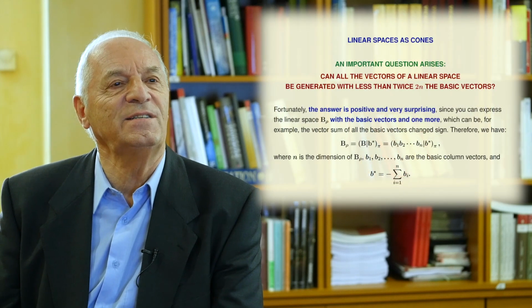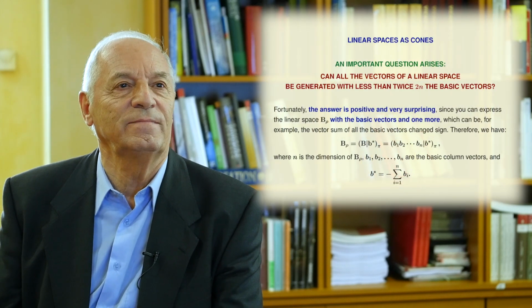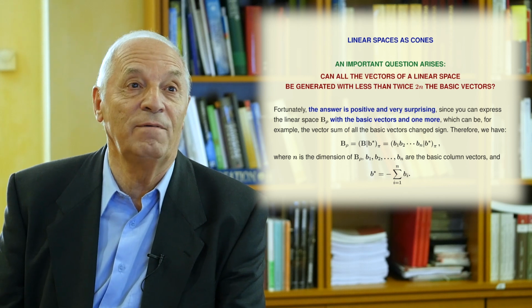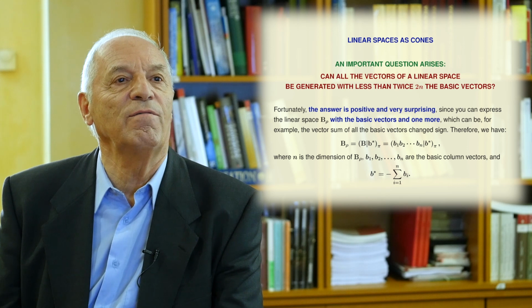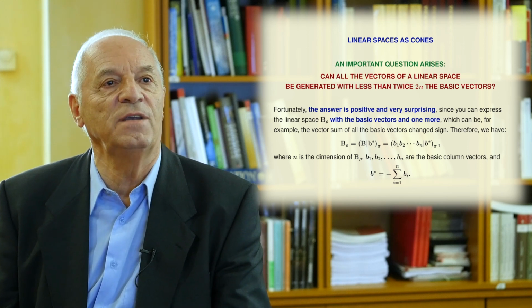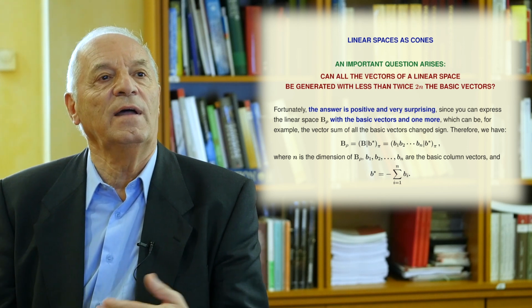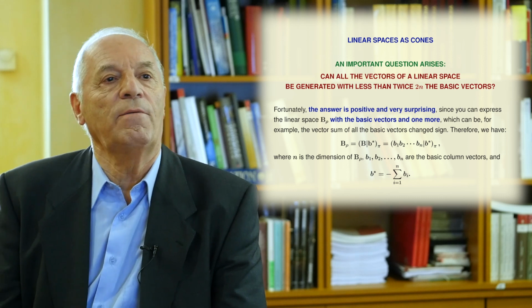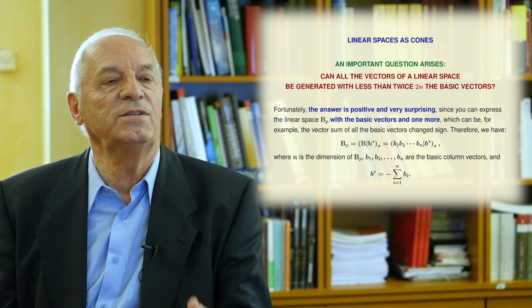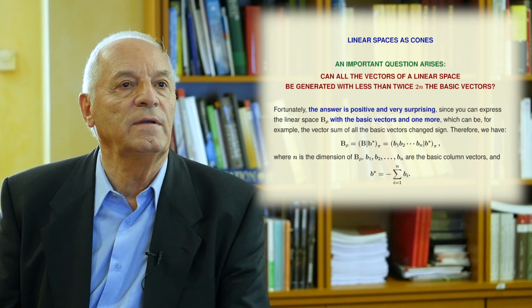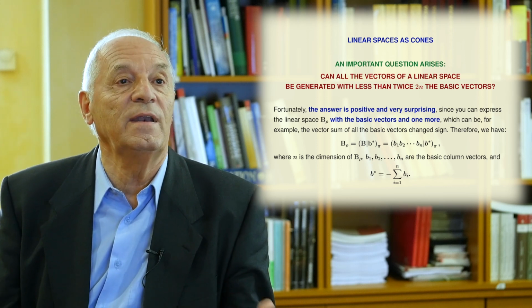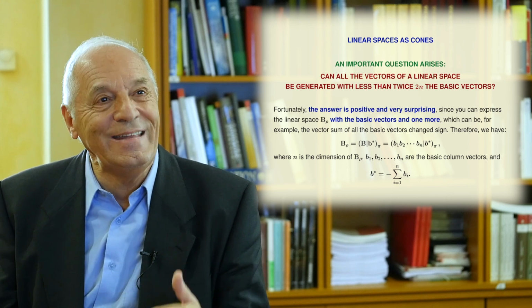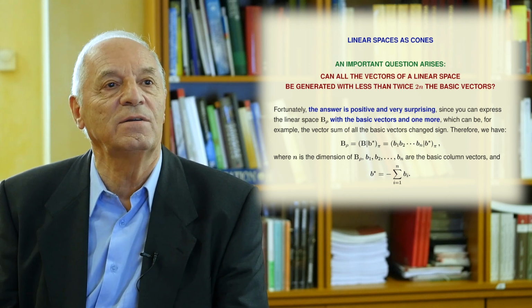One important thing is the following. Linear spaces are cones, but not every cone is a linear space. So the first interesting thing is that any linear space is a cone. You know that a vector in a linear space can be written as a linear combination of the basic vectors. But if a linear space is a cone, it can be written as non-negative linear combinations of vectors.